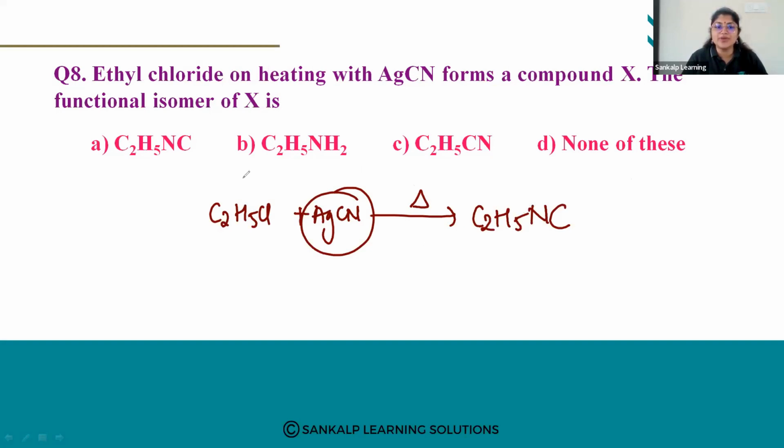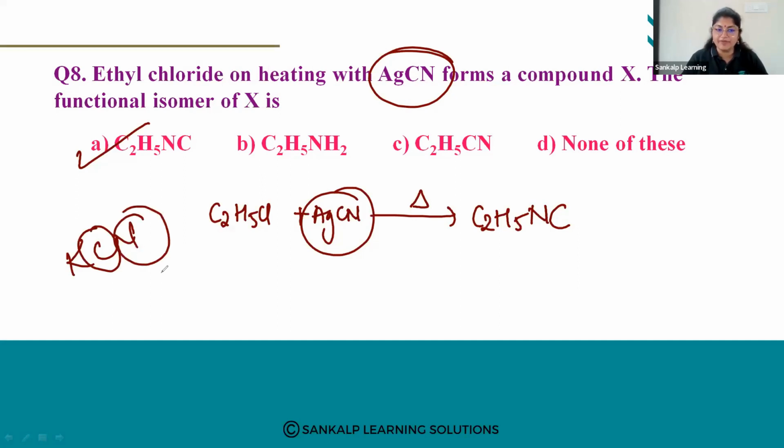So C2H5NC. Which is the correct answer? It will be A, so isocyanide is formed. When you treat with AgCN, it is a covalent bond, so only nitrogen is available for linking. When you treat it with KCN, as it is ionic, both carbon and nitrogen are available, but the carbon-carbon bond will be more stable than the carbon-nitrogen bond, so it will form the C-C bond. RCN, that is, cyanides are formed. Here isocyanides are formed because AgCN is there.